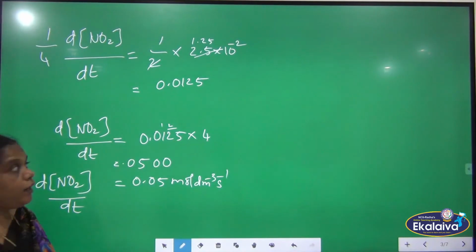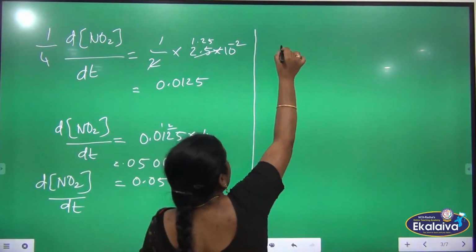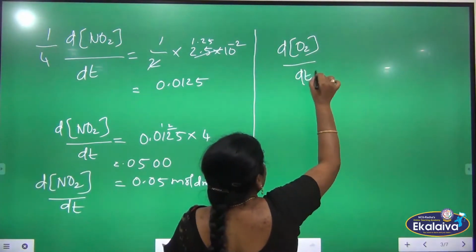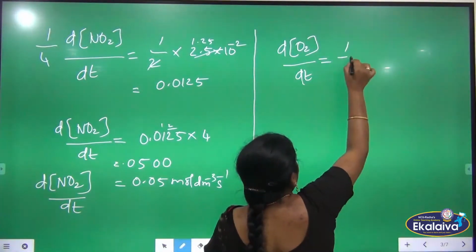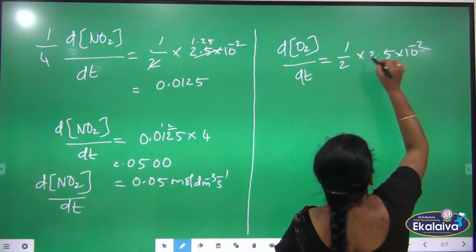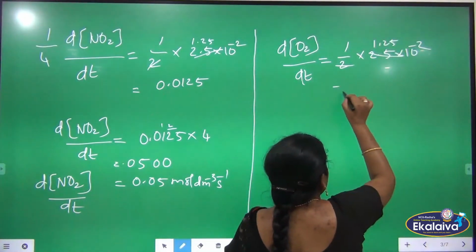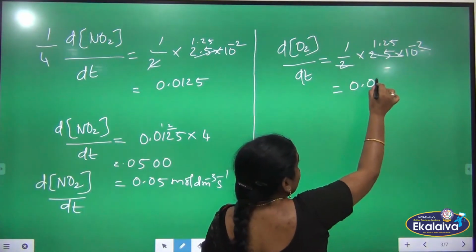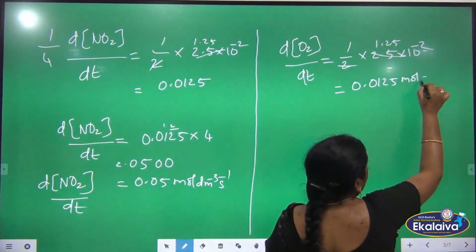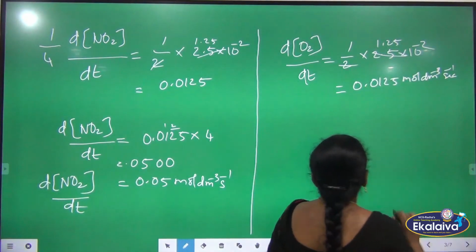Next you want to find the overall reaction. Before that we want to find the rate for oxygen. So the rate of oxygen, d of O2 divided by dt, equals 1 by 2 into 2.5 into 10 to the power minus 2. Again if you cancel, 1.25, this can be written as 0.0125 moles per decimeter cube per second.